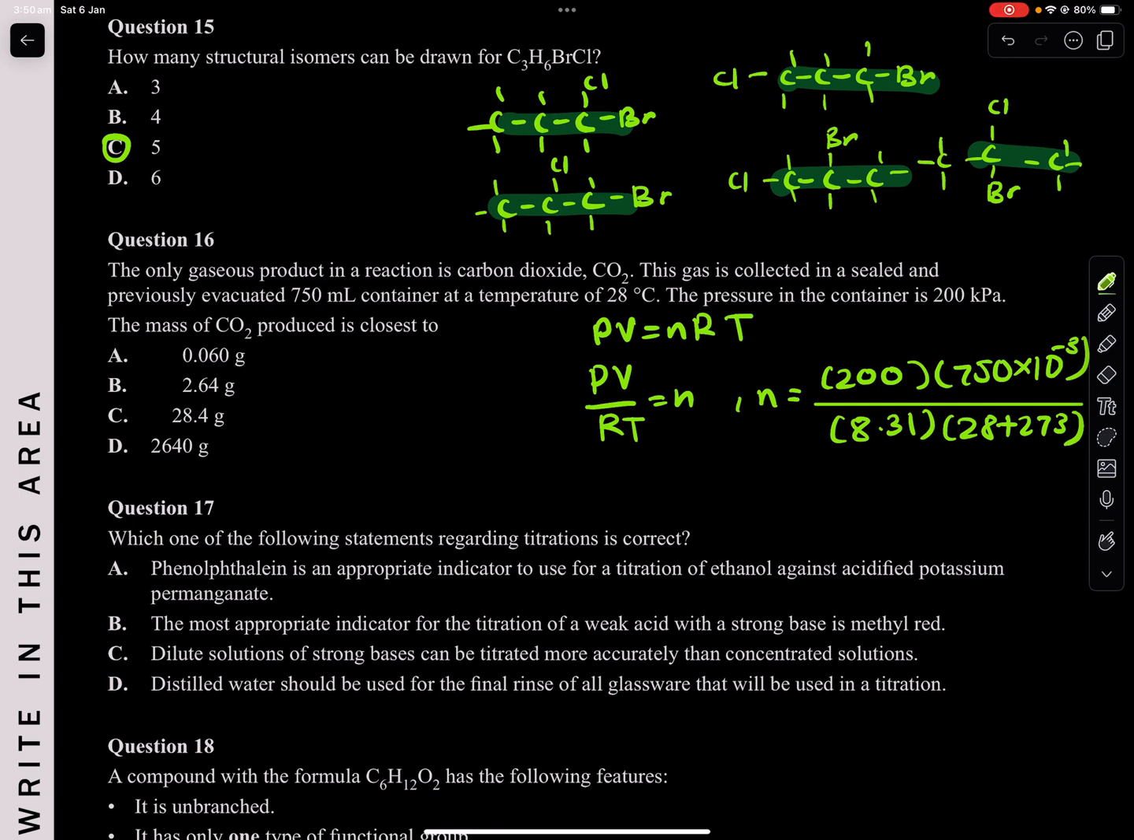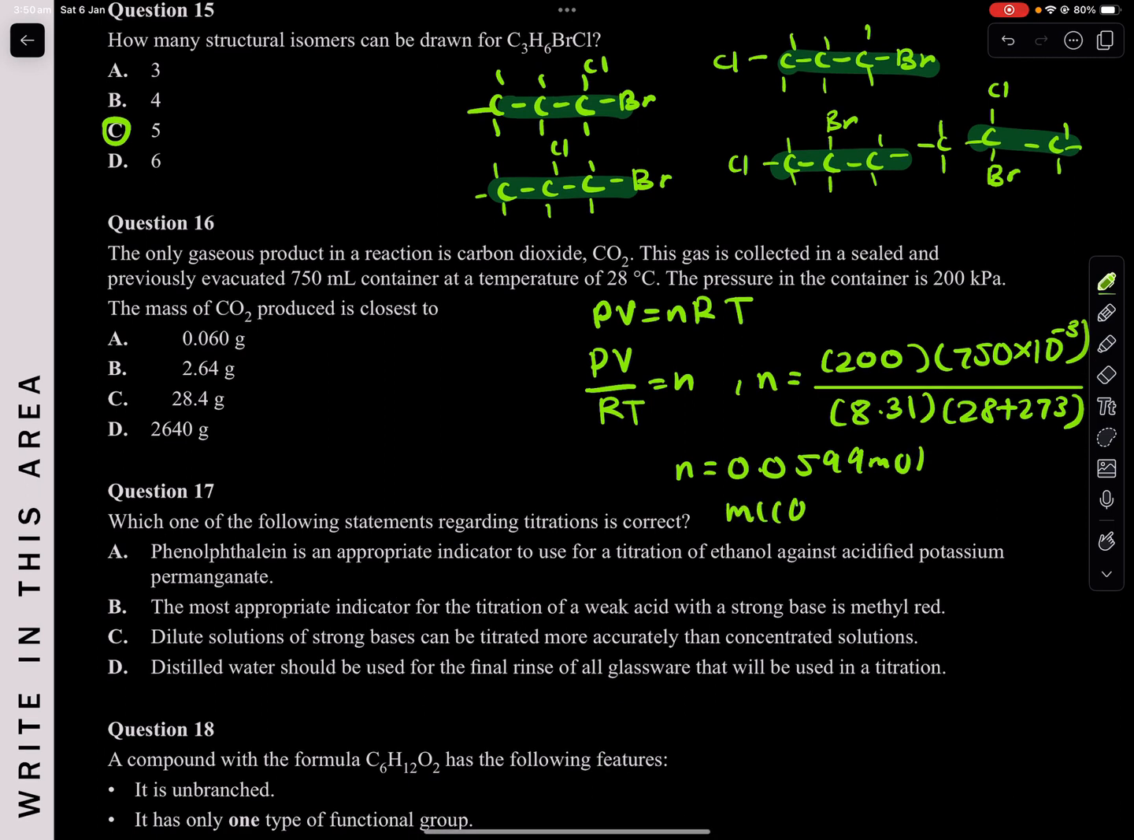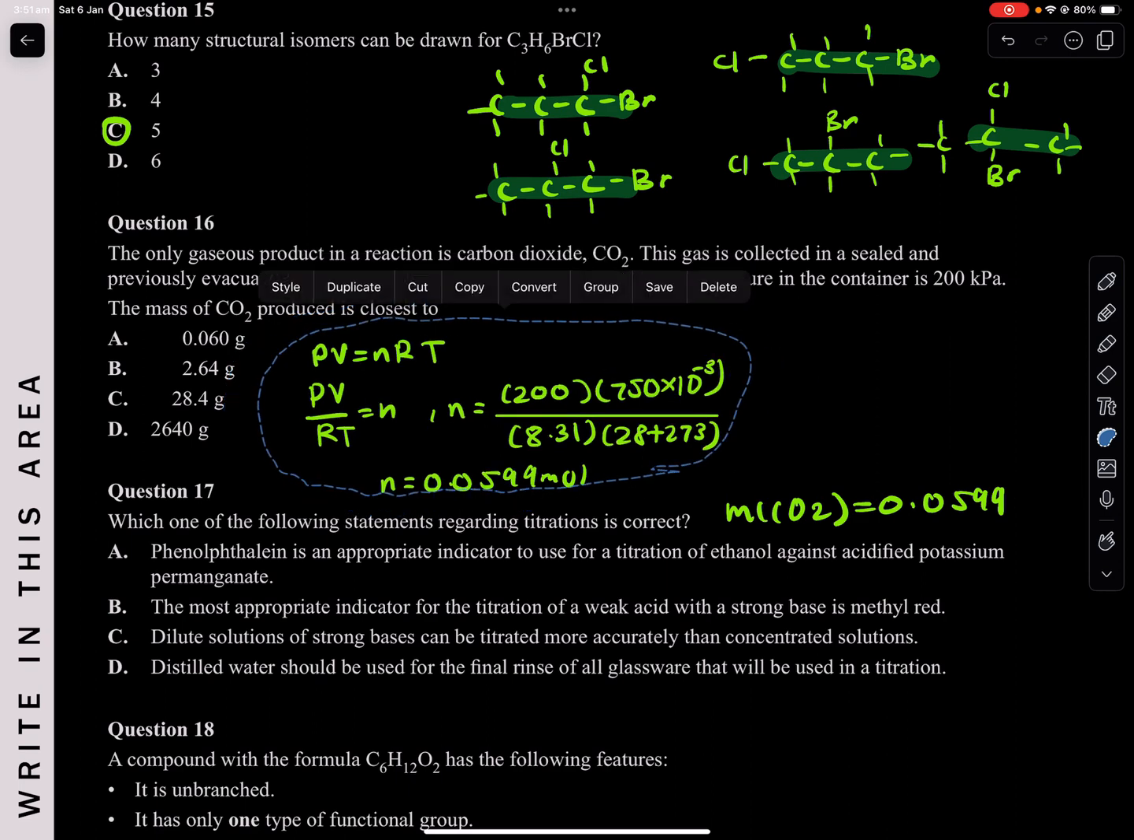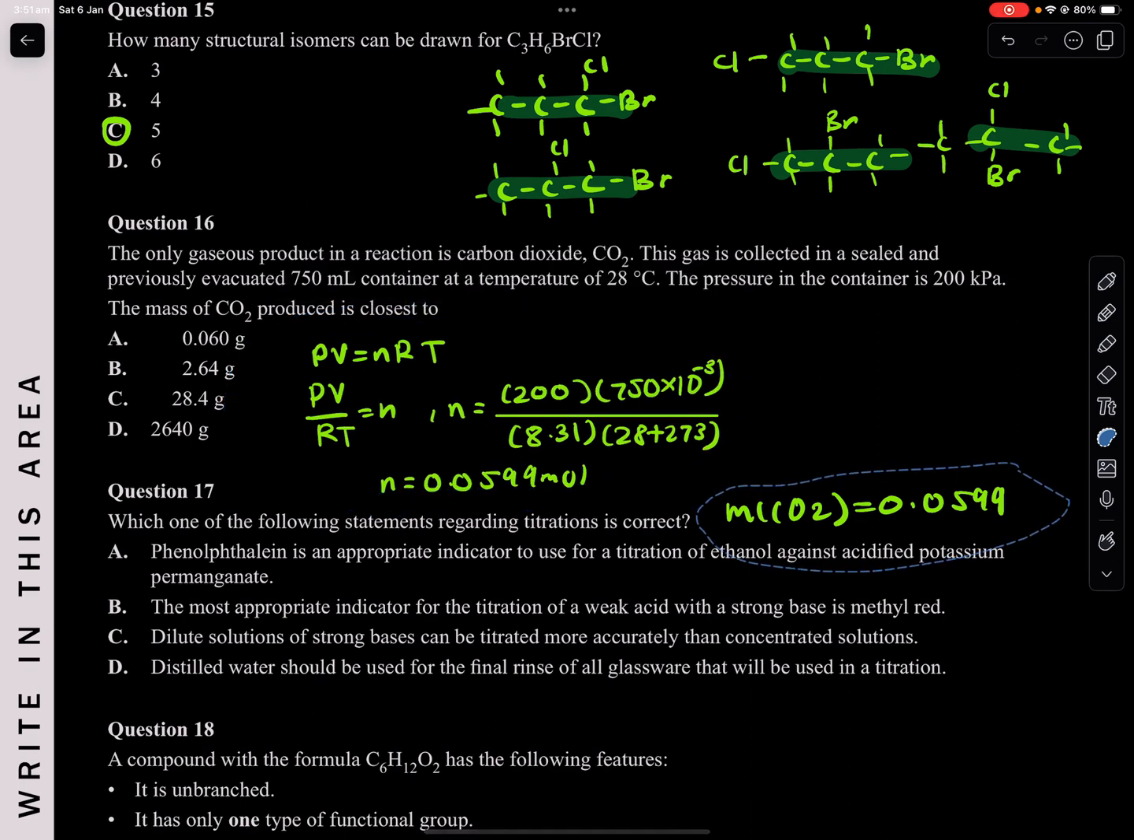200, 750 times 10 to the negative 3, 8.31, 28 plus 273. Okay, so we got n equal to 0.0599 mole. Now we need to convert it to mass. So remember, the mass of CO2 is going to be this mole multiplied by its molar mass, which is, what is the molar mass?